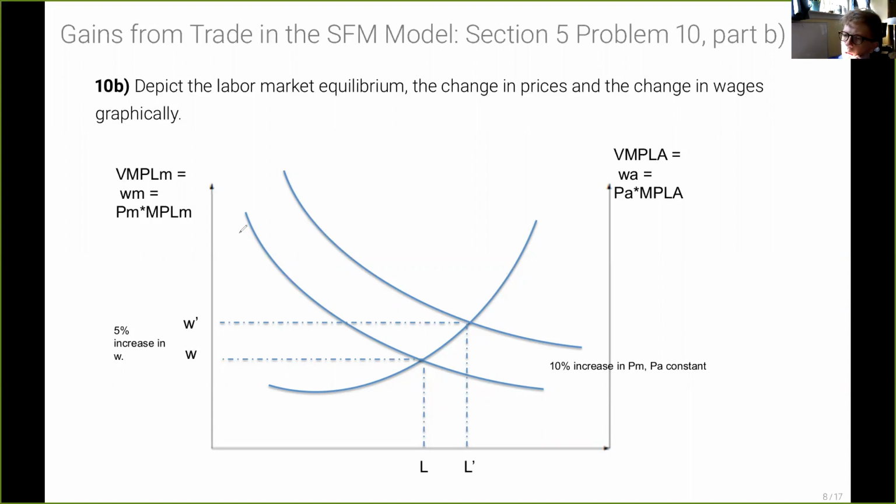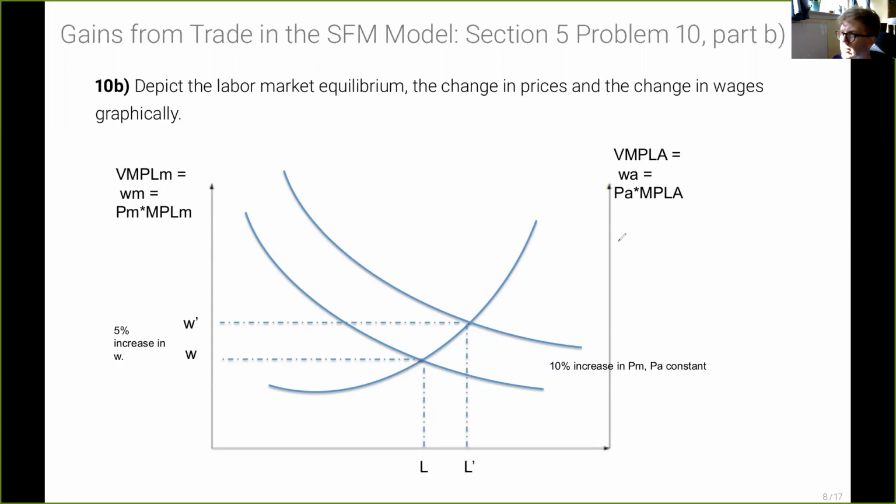Okay, so all we're doing is graphing the marginal revenue product of labor. As I wrote earlier, this is just the marginal revenue product of labor, or sometimes that's written as VMPLA. Note that on the y-axis, we're graphing the marginal revenue product of labor on the left-hand side for manufacturing, and on the right-hand side for agriculture.